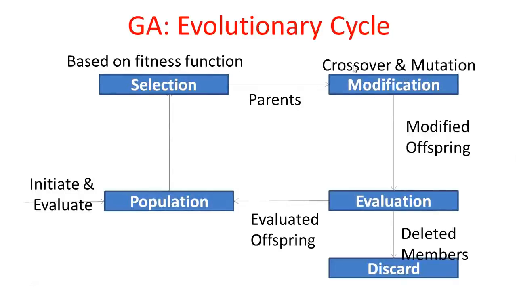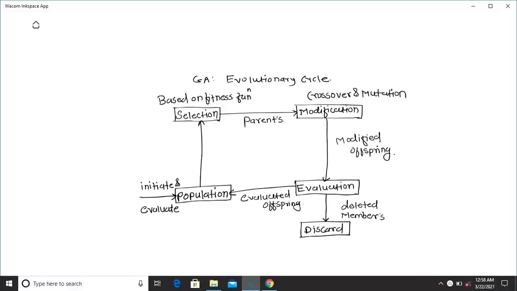Let's try to understand now this whole evolutionary cycle with one example, and what exactly happens or how crossover and mutation take place to produce the new children. Now let's try to understand this evolutionary cycle of the genetic algorithm with an example. Let us say I have numbers from 1 to 100.